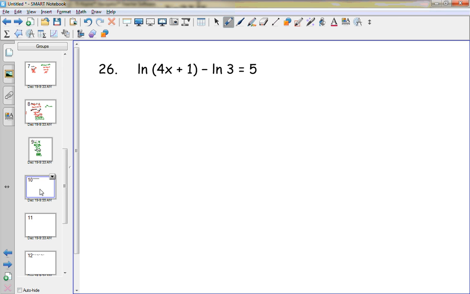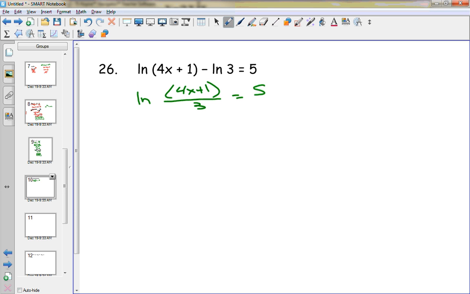You notice subtraction, there's two logarithms in there, isn't there? So since they're attached by subtraction, they're actually in log world going to be division. So I have the natural log of (4x plus 1) divided by 3 is equal to 5.